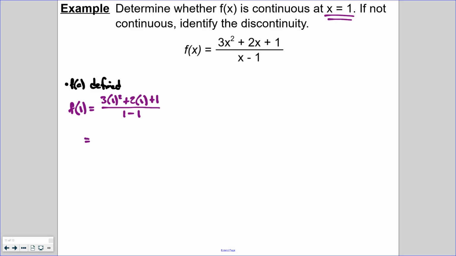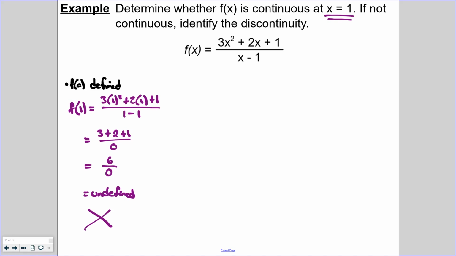And then we can come in and we can simplify this. 1 squared is 1, 1 times 3 is 3. Plus 2 times 1 is 2, plus 1 over 0, which is going to give us, I said 0, but then I wrote 6. 1 minus 1 is 0. The numerator will then be 6 over 0, and therefore this is undefined. Alright, so that means that condition 1 fails. So we know the function is not continuous at x equals 1.